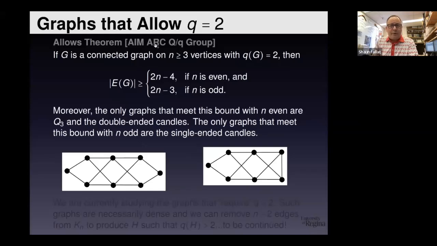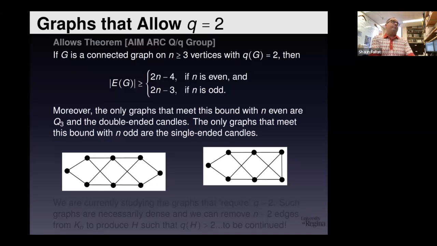this group that I referred to here, the AIM ARC group, we asked another kind of question where we said, suppose you're handed the number of vertices of a connected graph. So you're assuming the graph is connected, you know that the number of vertices is n, and you impose the condition that the graph must have q equal to 2. That is, there is a realization A that has only 2 eigenvalues. What are the fewest number of edges that could exist in that connected graph? A natural question.